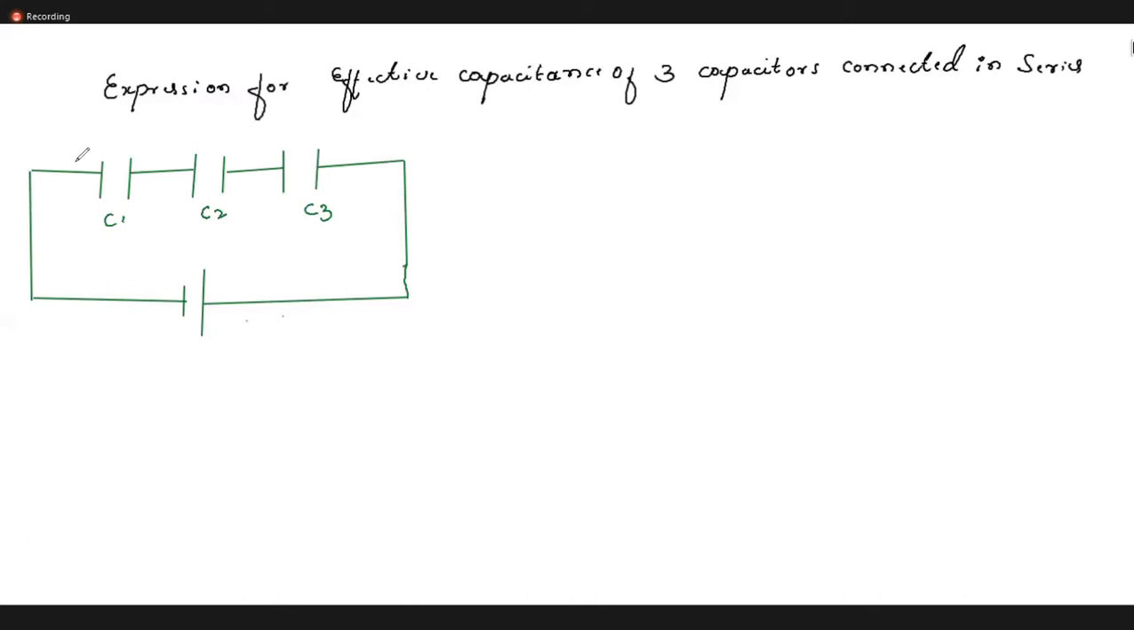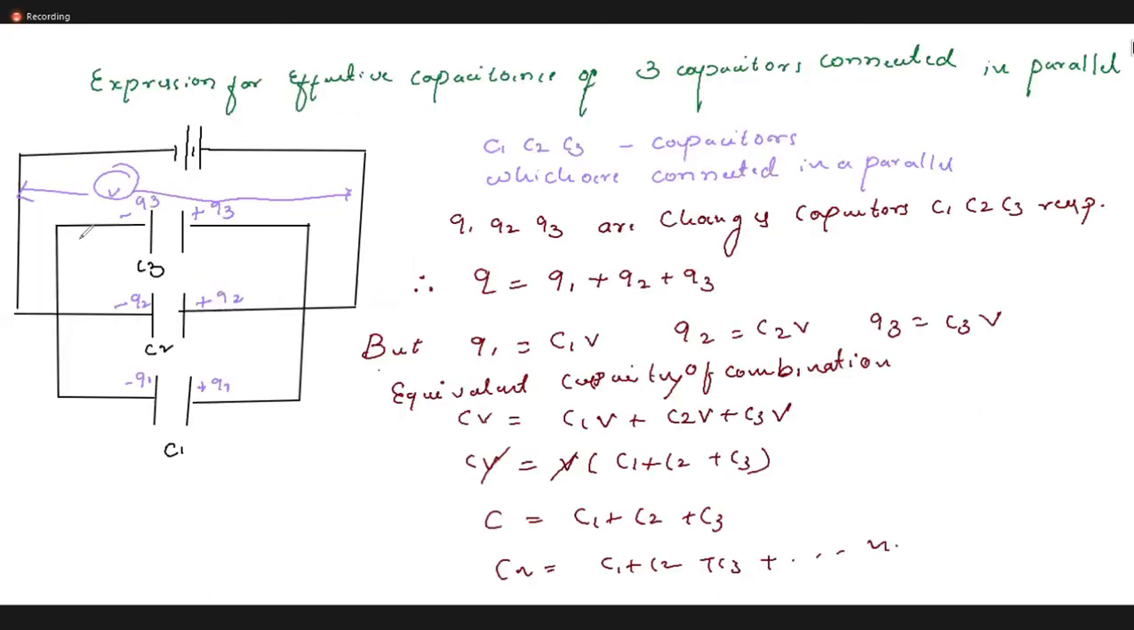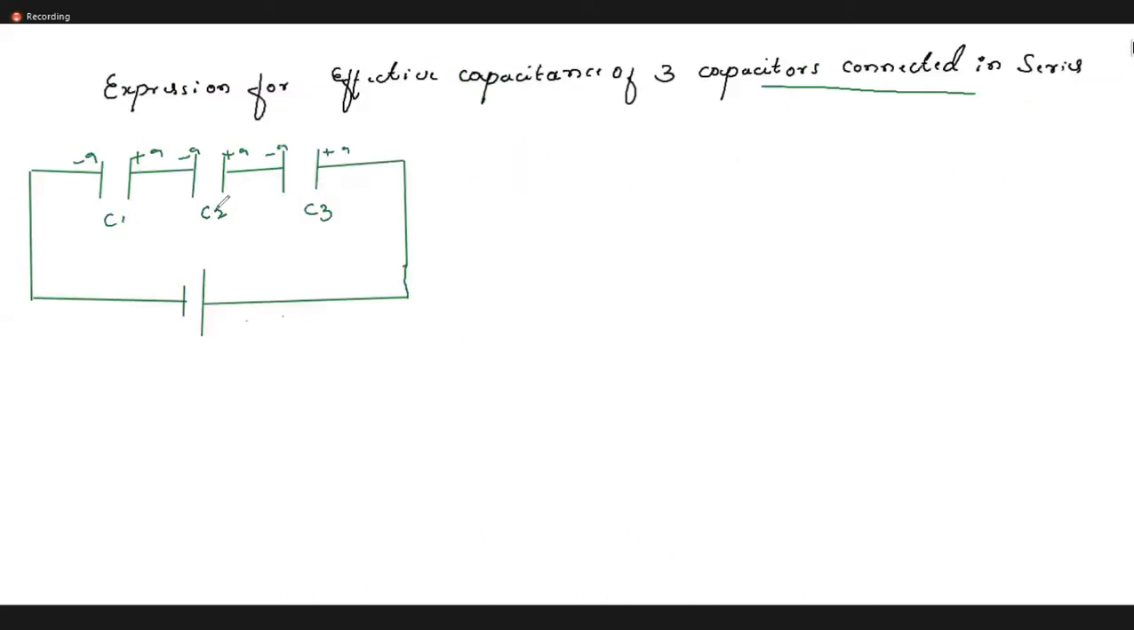Here the charges will be minus Q plus Q, minus Q plus Q, minus Q plus Q. When they are connected in parallel, the potential difference across the capacitors will be the same. But when they are connected in series, whatever charge flows throughout the system will be the same. So when capacitors are connected in series, the charge across the capacitors is the same. Let me take C1, C2, C3 as the three capacitors.